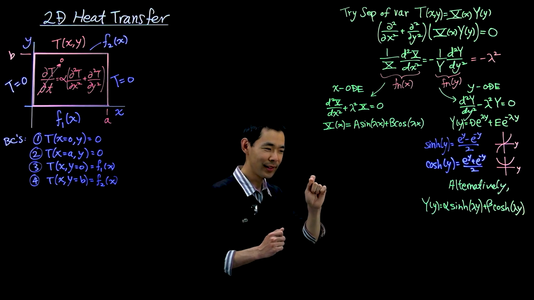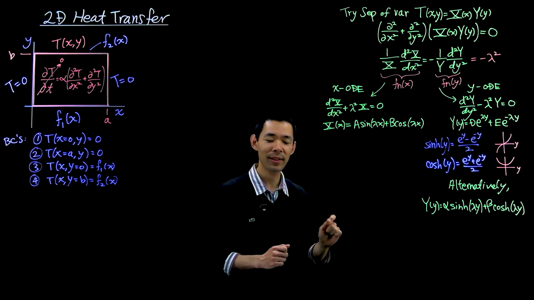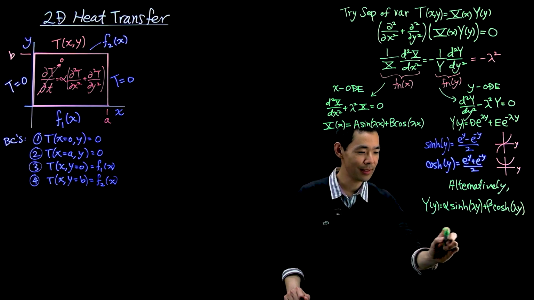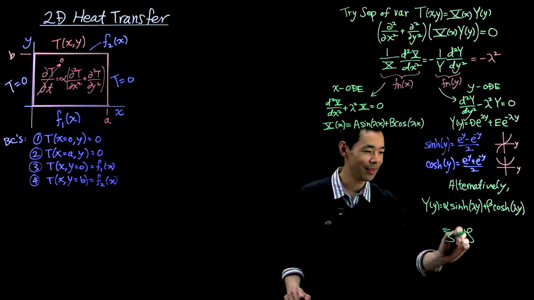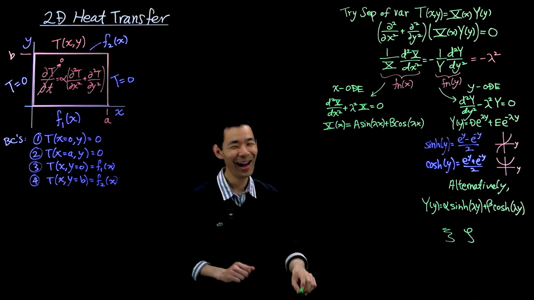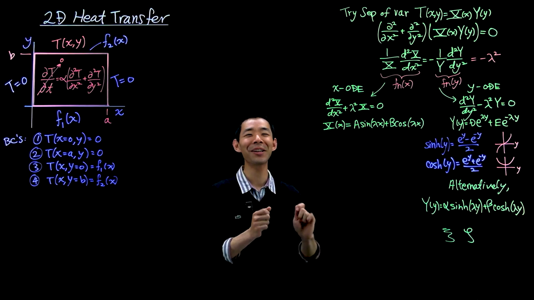My favorites are xi and zeta. They look very similar to each other. Xi looks like this, and then zeta looks like this. I wouldn't recommend you call it that way because you're going to get confused which one's which.